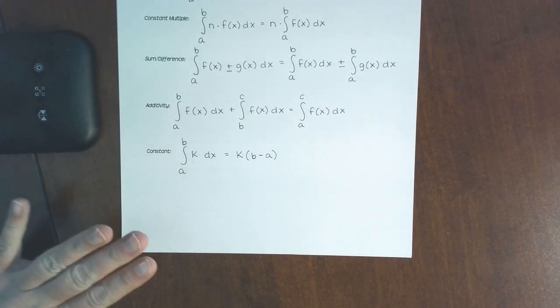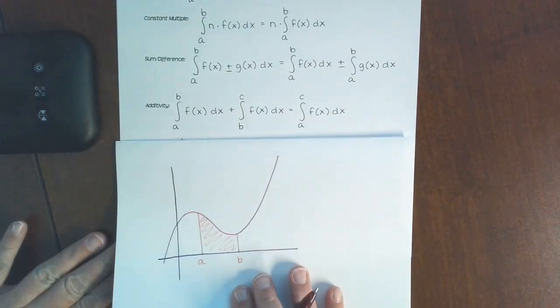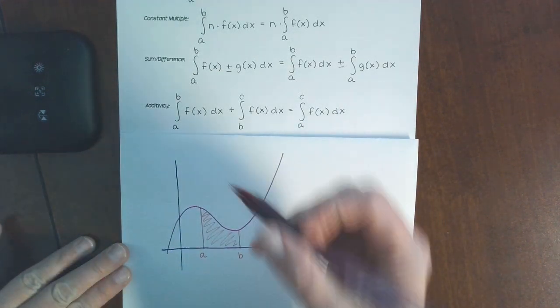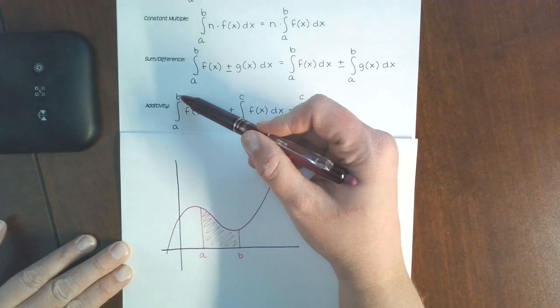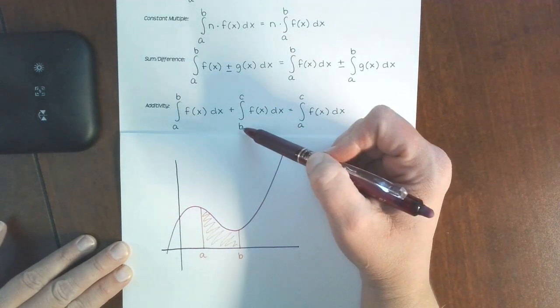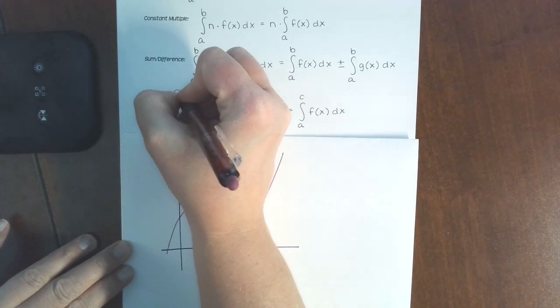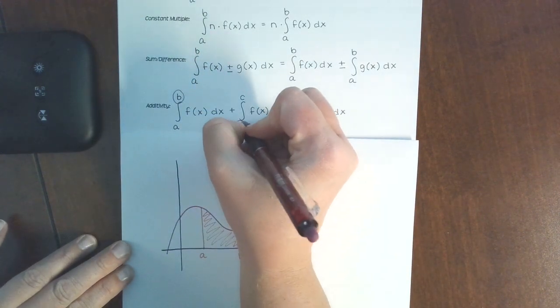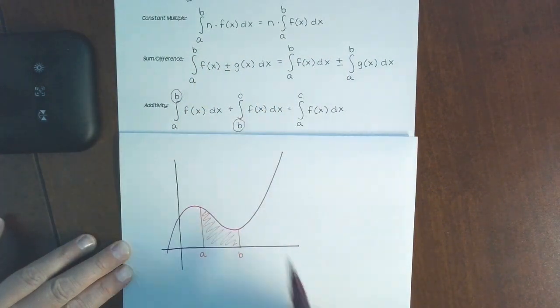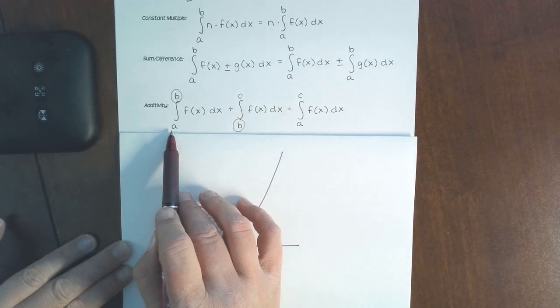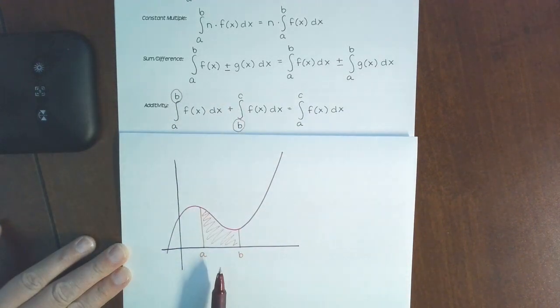The additivity one sounds a lot like sum and difference, but it's a little bit different. If you really look at it, I think you can make it make sense to yourself. What this is saying is that if I have an area from A to B, and I add that to the area from B to C, notice that this endpoint and this endpoint are exactly the same. That's the same thing as just doing the area from A all the way to C.